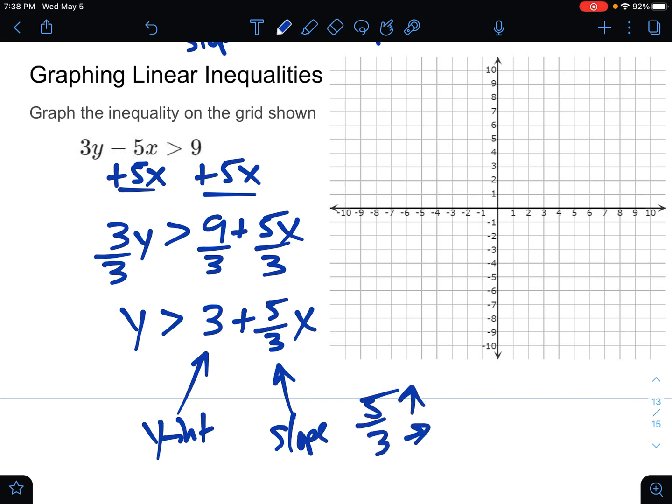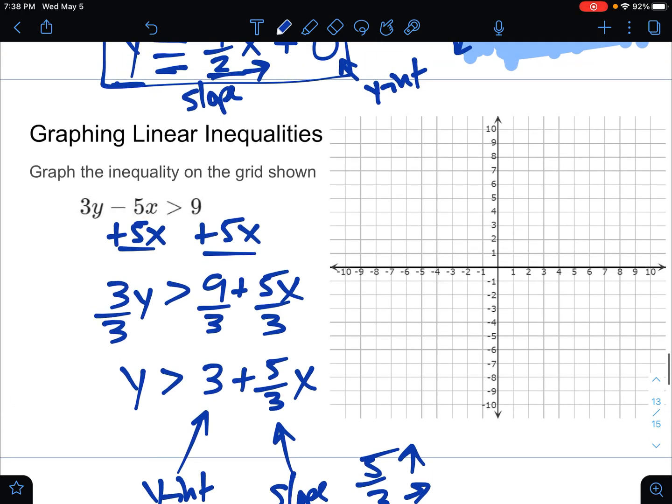So up 5, right 3, another positive slope here, starting at the y-intercept at +3. From +3, up 5, right 3. I'm out of space going up and right, so I'm going to go down from 3, down and left. So down 5, left 3. That will make a pattern that lines up here. As you can see, you can use your ruler to connect through those.